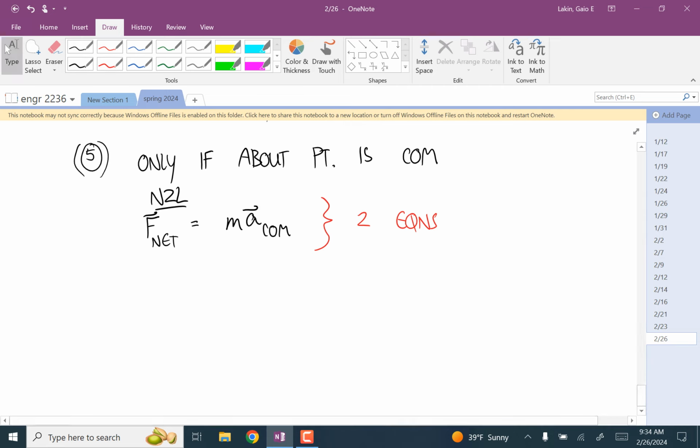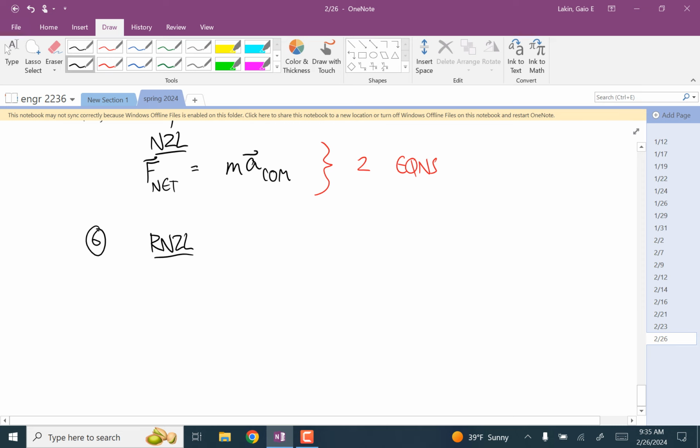Sixth, you'll do this no matter what. You're always going to use this one, the rotational equation. And that says the sum of all the moments around the about point is equal to the mass moment of inertia around the about point times the angular acceleration. Since this is only the z component, this only gives you one useful equation.